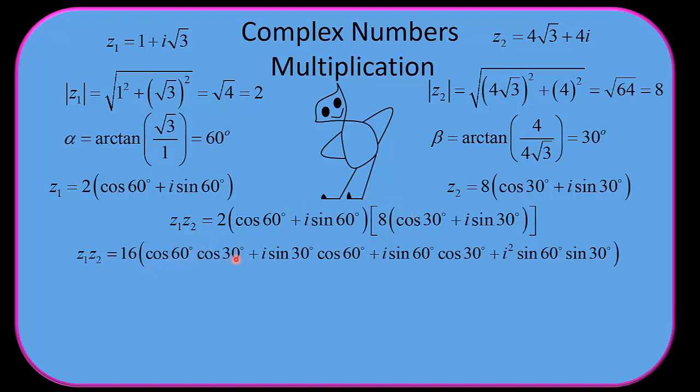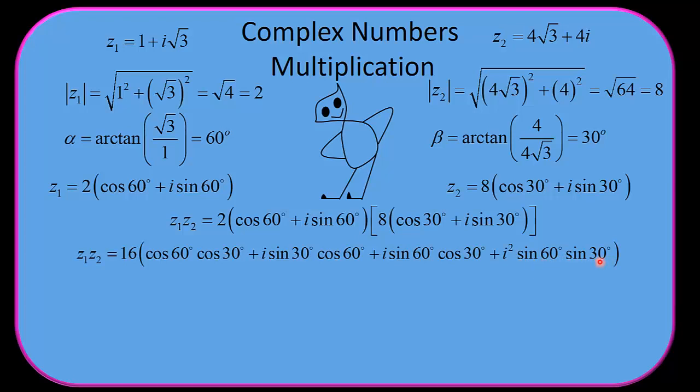There that is. Then I have cosine 60 times i sine 30. There that is. Then I go to the next term: i sine 60 times cosine 30. There that is. And then i sine 60 times i sine 30. That's going to be i squared sine 60 sine 30. See? There that is.